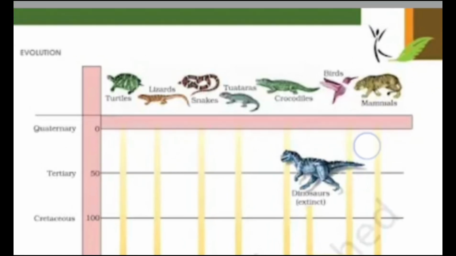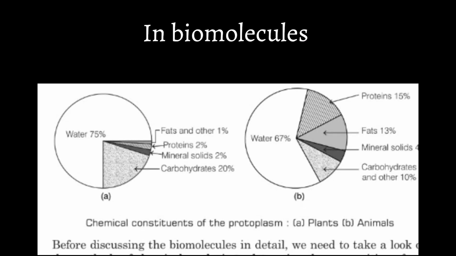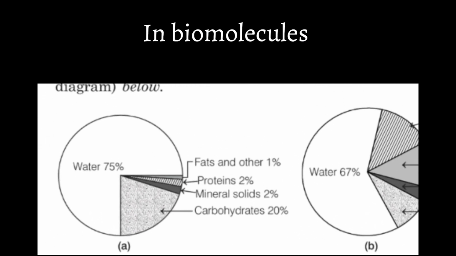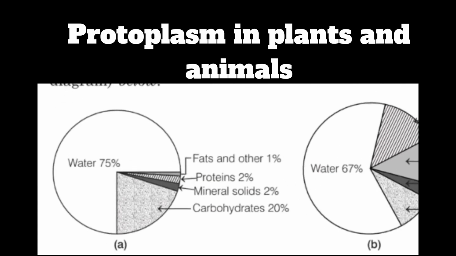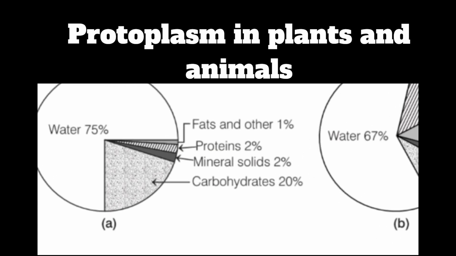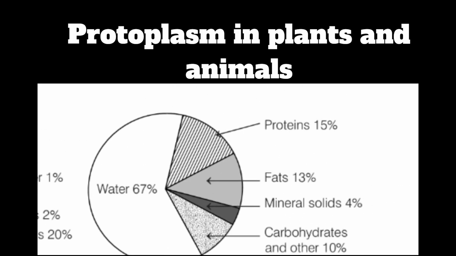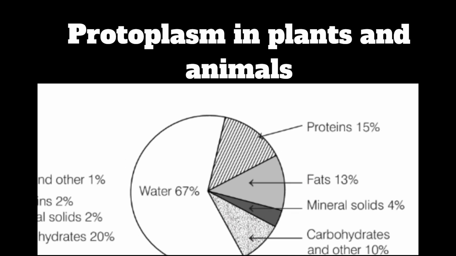Here birds and mammals. Here in this diagram we can see the chemical constituents of protoplasm, for plants and animals. For plants, it is 75% water. Fats and others are 1%, proteins are 2%, mineral solids are 2%, carbohydrates are 20%. Whereas if we see the animal, the protein is 15%, fat is 13%, mineral solids are 4%, carbohydrates and others are 10%, whereas the water is 67%.